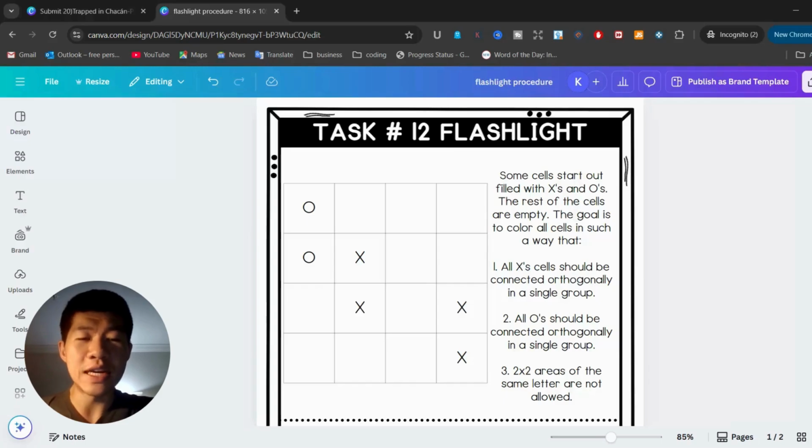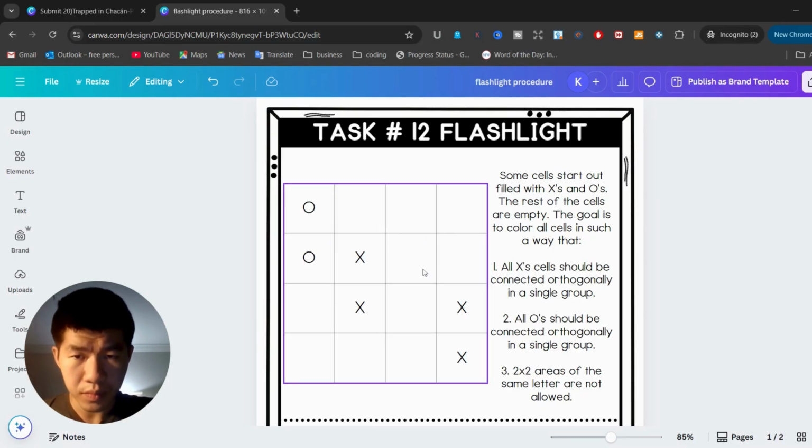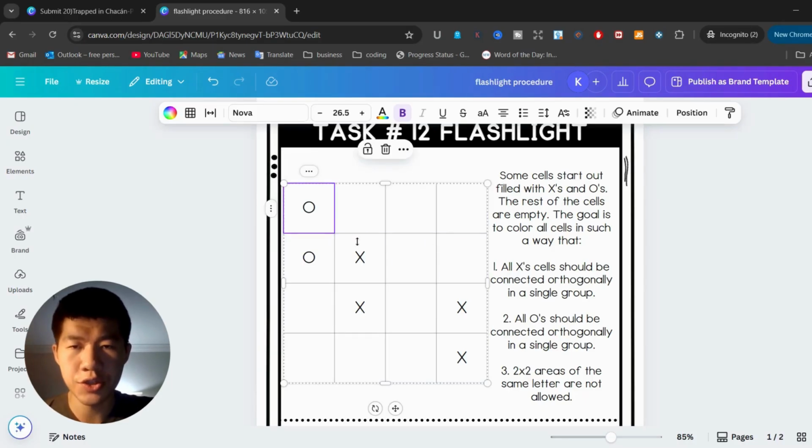The goal of Flashlight is to fill out a rectangular grid with O's and X's such that all the O's form a single group and all the X's form a single group and are connected with one another. Also, in each 2 by 2 area, the same letters are not allowed. So I cannot have a 2 by 2 rectangular grid with just O's or just X's.